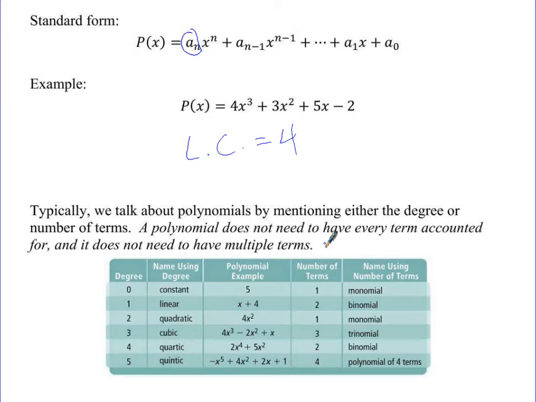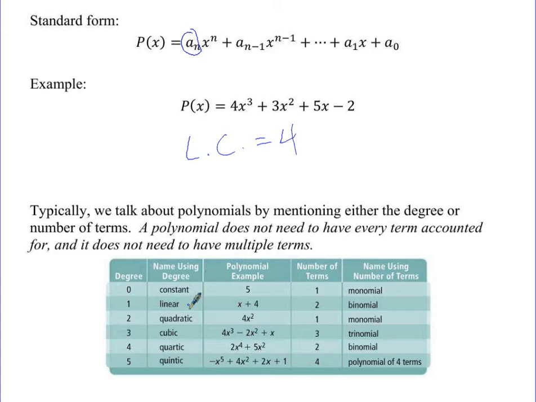Okay? So this chart right here kind of illustrates that. First of all, I have degrees 0, 1, 2, 3, 4, and 5. I have the name for those types of degrees of polynomials. So if I have a 0 degree polynomial, that would be like p of x equals 2. That is called the constant. It's a constant polynomial. If I were to graph it, it would just be a horizontal line that goes through 2.